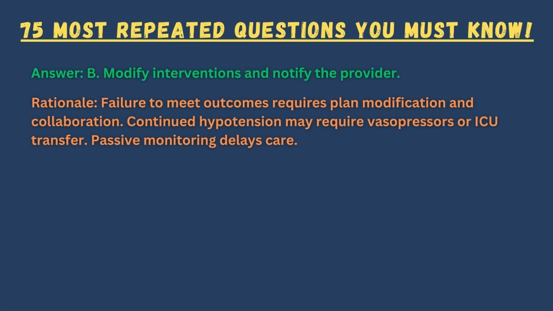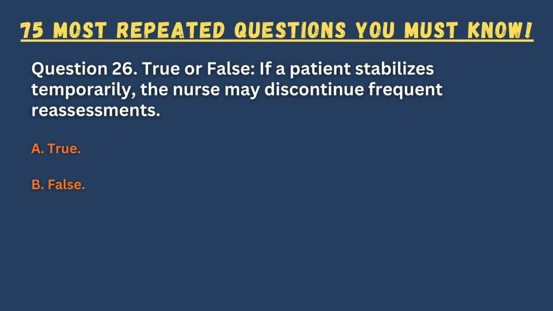Answer. B. Modify interventions and notify the provider. Rationale. Failure to meet outcomes requires plan modification and collaboration. Continued hypotension may require vasopressors or ICU transfer. Passive monitoring delays care.